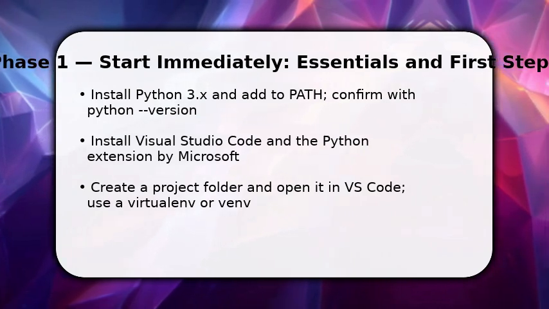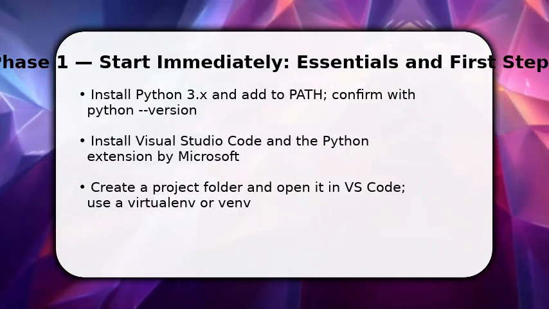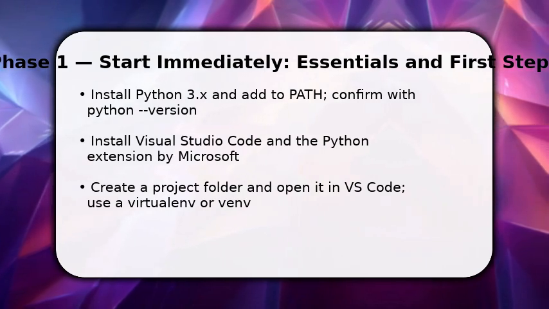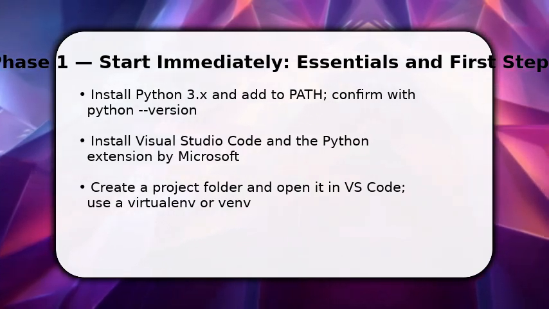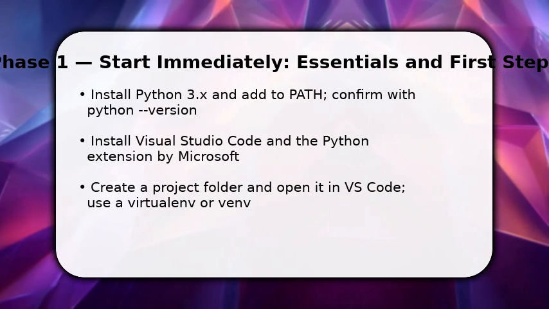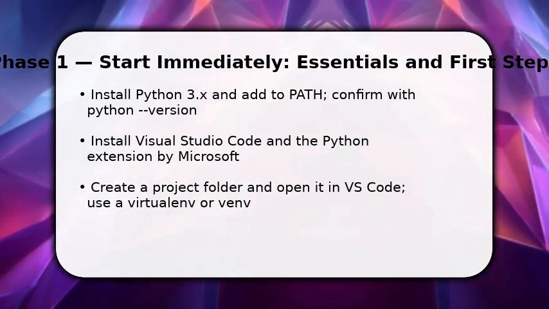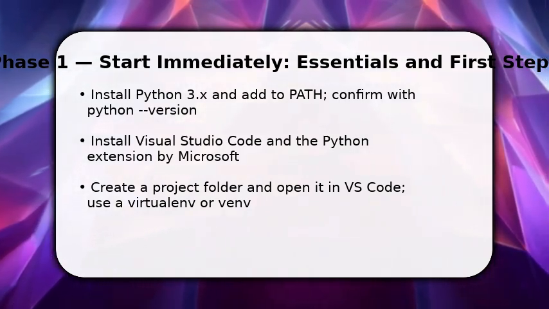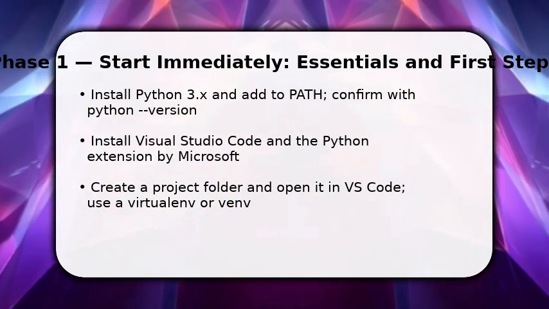On Windows use venv\Scripts\activate. On macOS/Linux use source venv/bin/activate. Make sure to select that interpreter in VS Code via the command palette. This ensures imports and linting use the right environment.